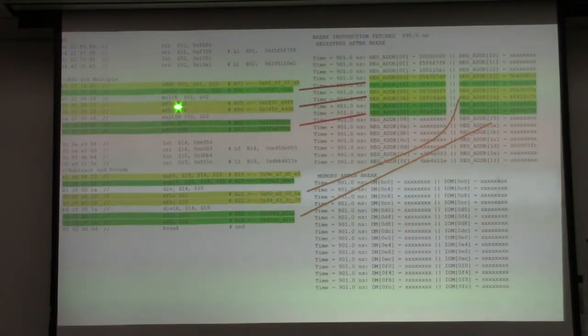And then we have a multiply 8 and a multiply 16, with the 16-bit values.